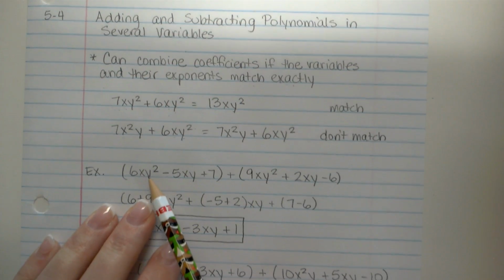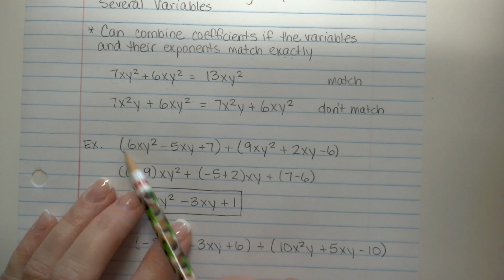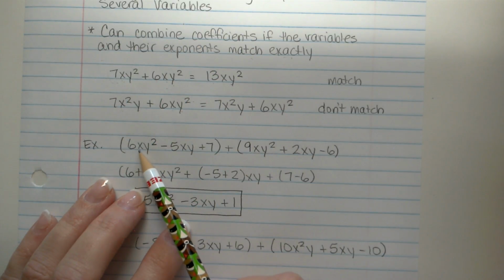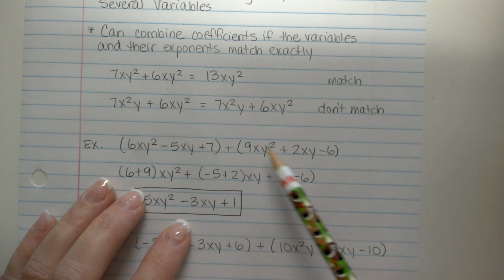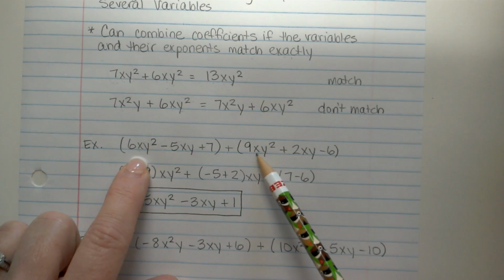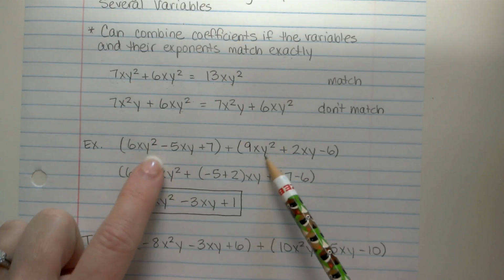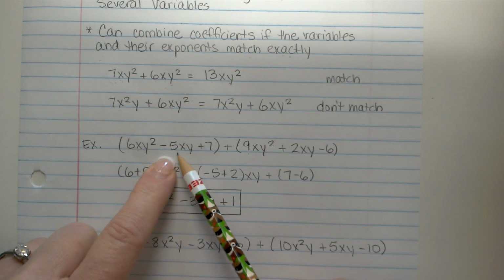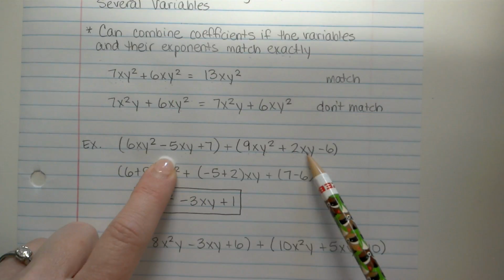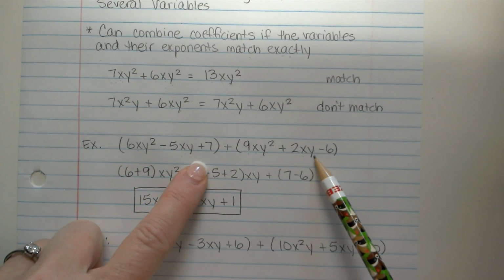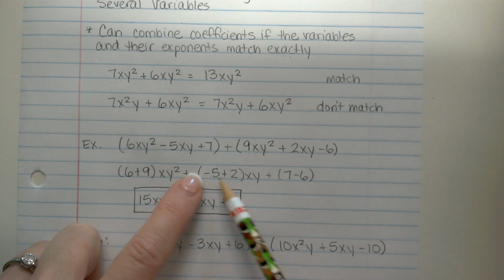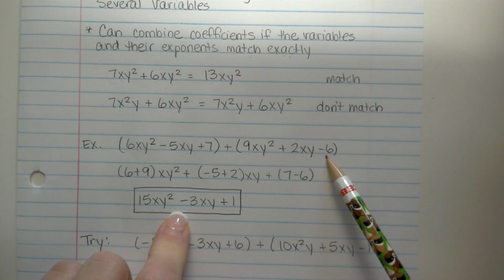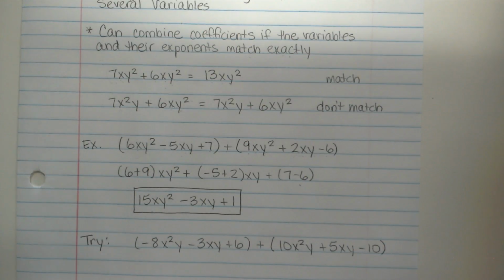All right, so let's look at this one. We're going to add this polynomial to this polynomial. Since there's an addition, we don't have to worry about distributing anything. We've got this many xy squares, which is 6. We have 9 more of the xy squares. The x's match, the y's match, and the exponents match. So you can combine the 6 and the 9 to get 15 of those. We've got negative 5 xy's, and we've got positive 2 xy's. The x's match, the y's match, the exponents match, so I can combine the negative 5 and the 2 to get negative 3. The 7 is a constant, the negative 6 is a constant, so we can put those together, and we get 1 as our answer.